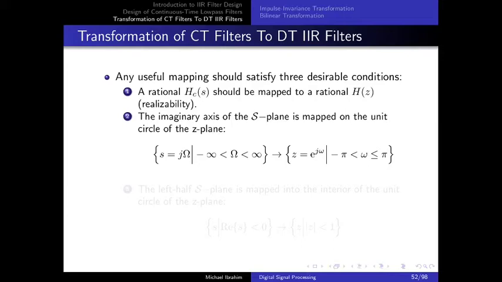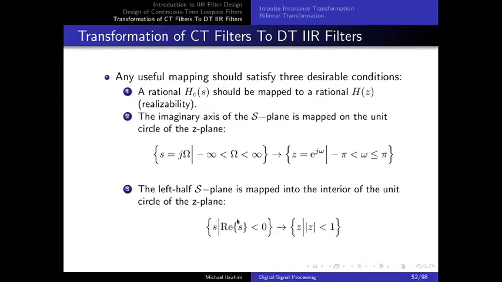In other words, the imaginary axis, the j omega axis in the S domain, must be mapped on the unit circle. The third condition is that the left half plane of the S domain must be mapped into the interior of the unit circle in Z domain. In other words, S, which satisfies the condition real part of S is less than 0, this basically means the left half plane of the S domain must be mapped into a Z which is modulus Z less than 1, that is inside the unit circle.